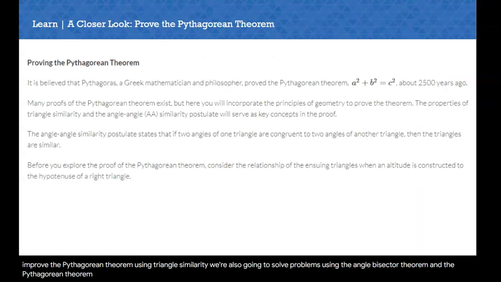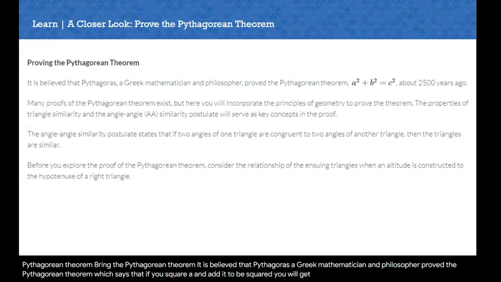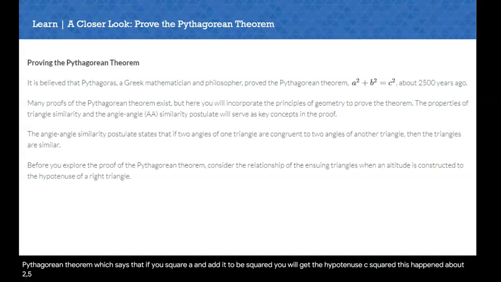So proving the Pythagorean theorem: it is believed that Pythagoras, a Greek mathematician and philosopher, proved the Pythagorean theorem, which says that if you square a and add it to b squared, you will get the hypotenuse c squared. This happened about 2,500 years ago.